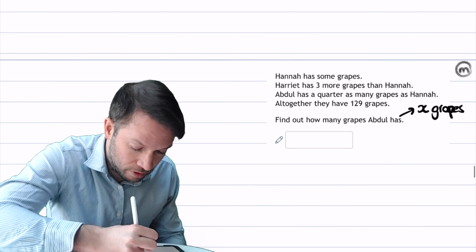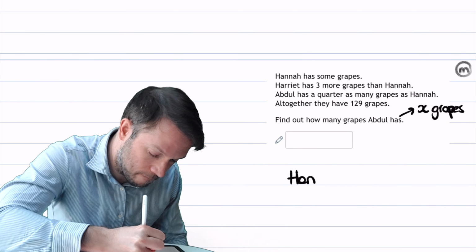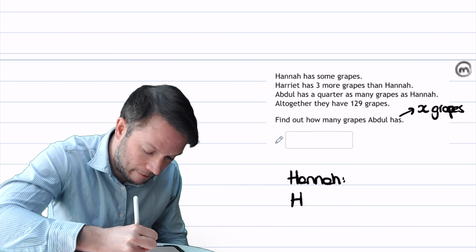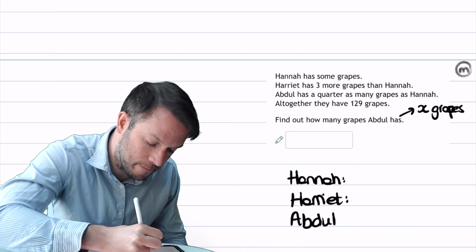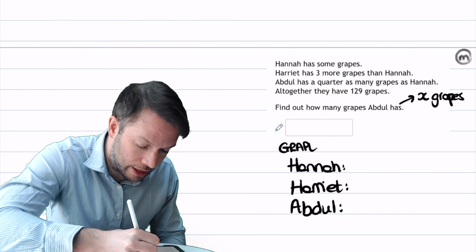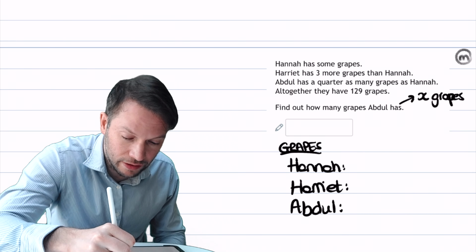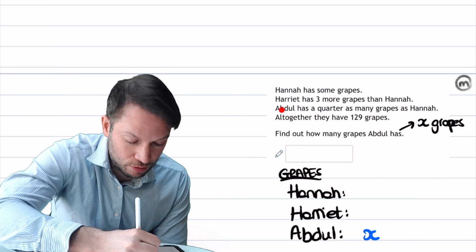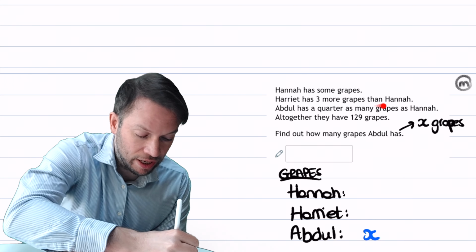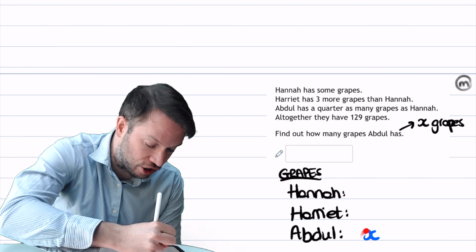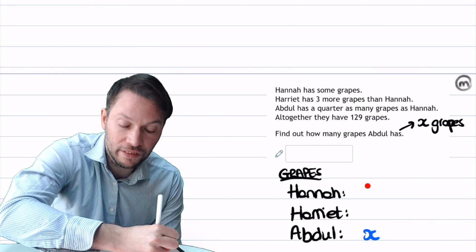We've got 3 people. We've got Hannah. We've got Harriet. And we've got Abdul. Now we said the number of grapes that Abdul has is X. And that's what we're trying to find. Now we're also told Abdul has a quarter as many grapes as Hannah. So this value of X grapes is a quarter of the amount that Hannah has.